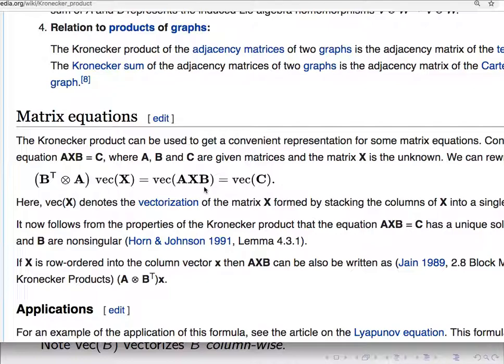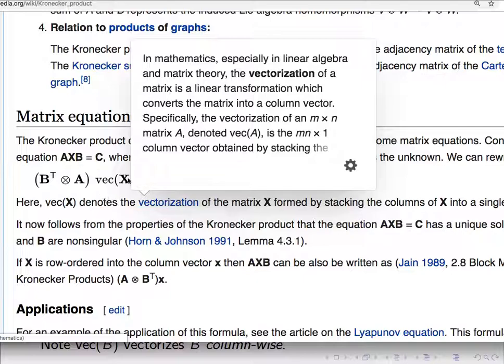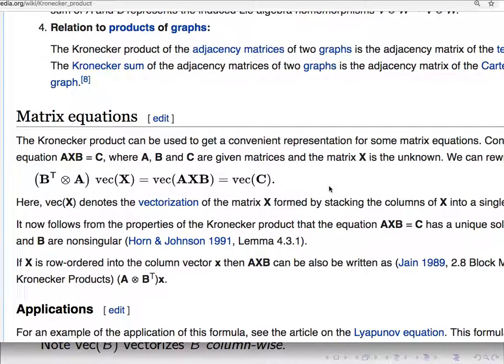So when you want to vectorize this matrix, the vector of this product of these three matrices actually is equal to B transpose Kronecker product A times the vector of X. Okay, so this is a very nice property of the Kronecker product. So this is exactly the reason we introduce the Kronecker product here.